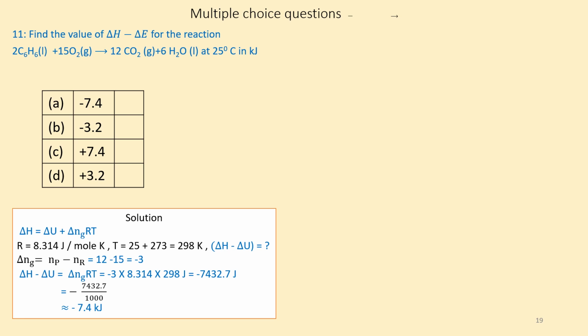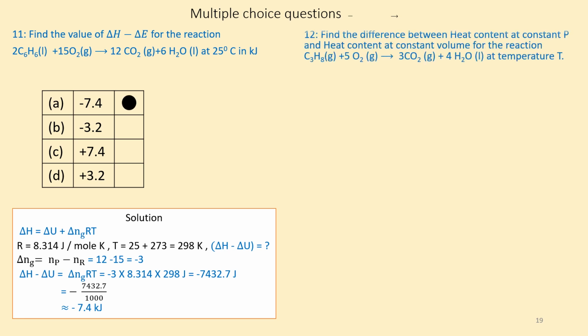Therefore the value of delta H minus delta U is equal to delta Ng RT, and delta Ng we have found as minus 3 in the previous step, into 8.314 into 298. Simplifying, we get the answer as minus 7432.7 joules. For converting into kilojoules, we have to divide it by 1000. Therefore minus 7432.7 divided by 1000 is approximately equal to minus 7.4 kilojoules. That is given as option A. Please mark it.